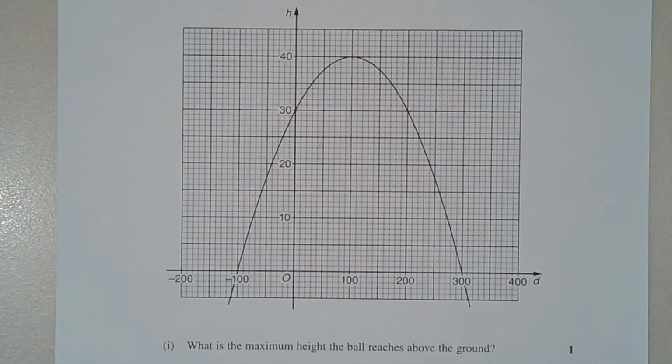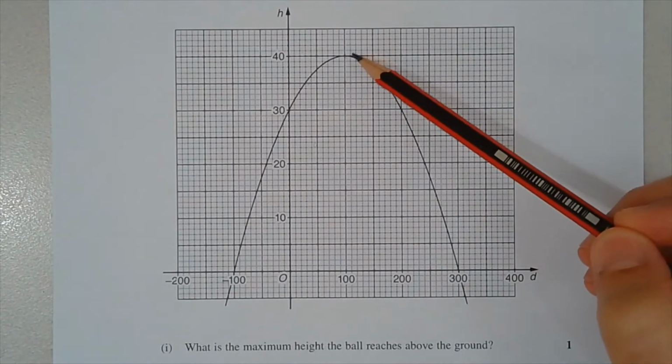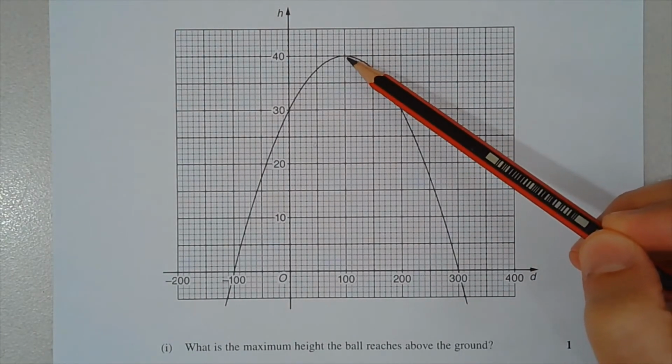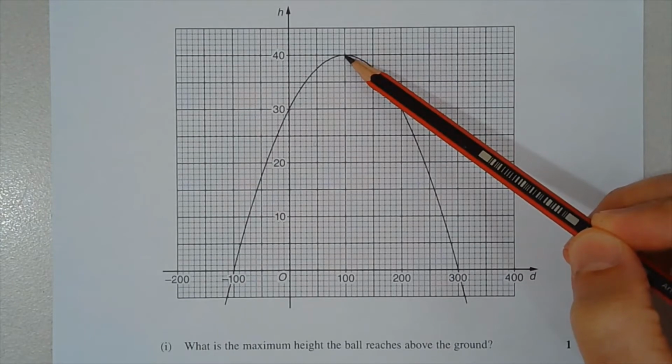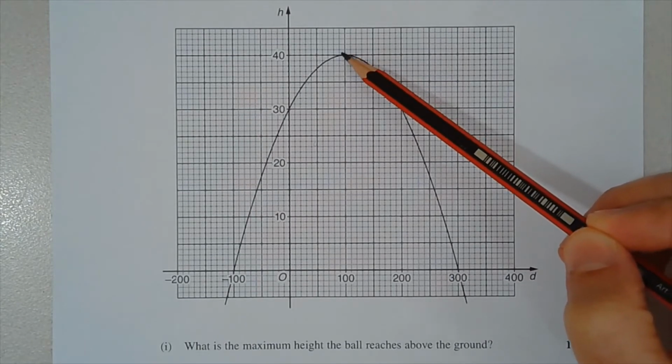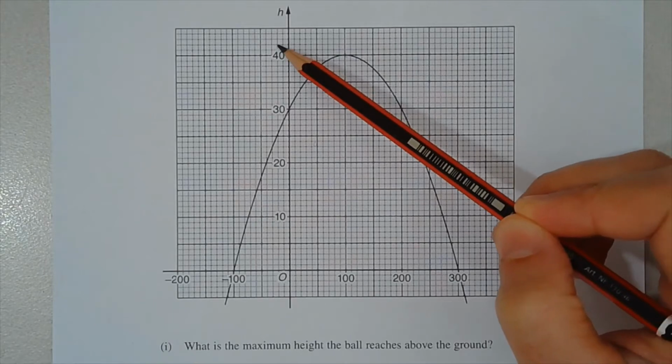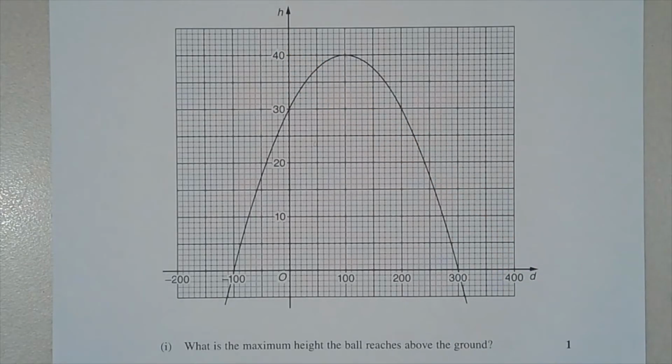Part 1. What is the maximum height the ball reaches above the ground? Now the vertex of the parabola represents the maximum height of the ball above the ground. So locate the vertex and from that point project across to the y-axis, and we can see here that the maximum height of the ball above the ground is 40 metres.